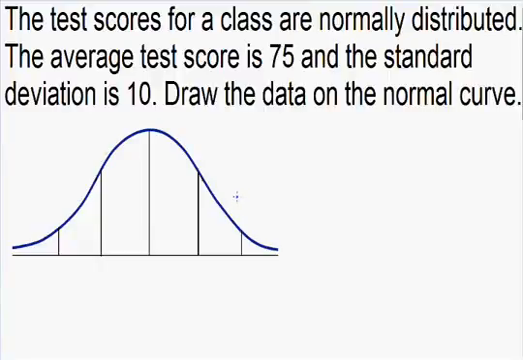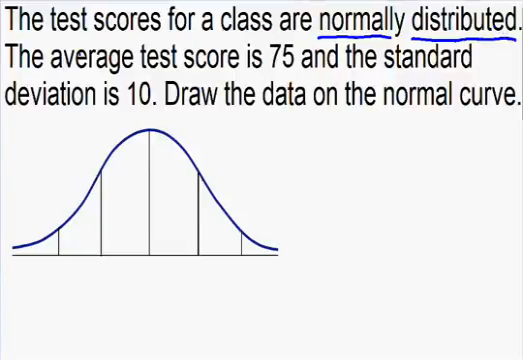Okay, so here in this problem it says that the test scores for a class are normally distributed. Okay, this needs to be given to us. They need to tell us that they're normally distributed, or you need to make a safe assumption that the data is in fact normally distributed. Okay, so now we know that it's normally distributed, so we can draw this normal curve.